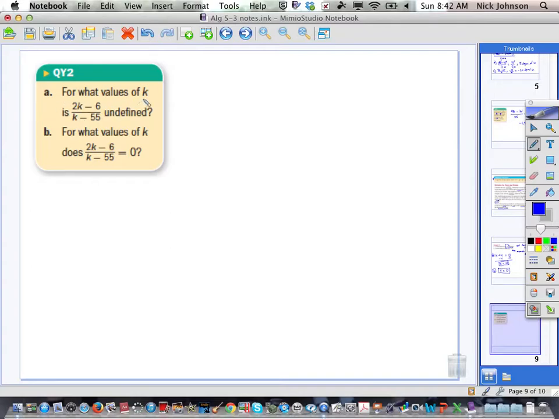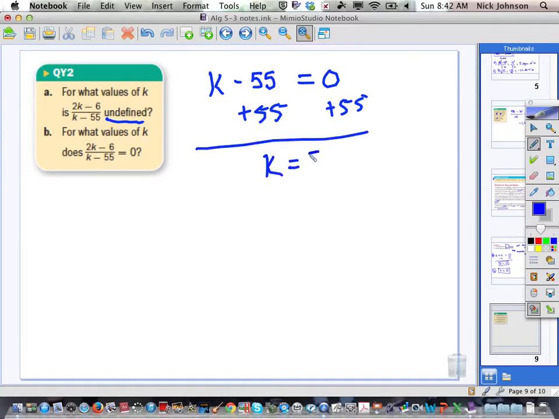So let's look at quiz yourself 2. A, for what values of k is 2k minus 6 divided by k minus 55 undefined? Undefined means set the denominator equal to 0. So k minus 55 equals 0. Well, what value of k would make this equal to 0? Well, if I add 55, k equals 55 would make my denominator 0, which means that would be undefined.